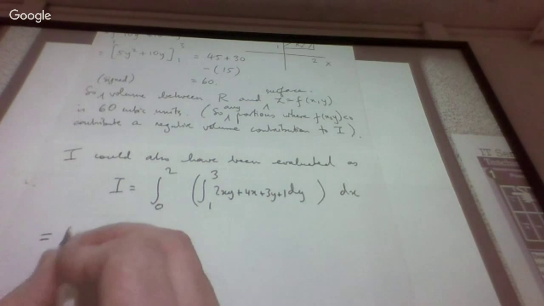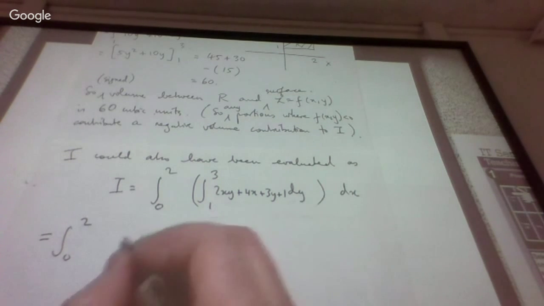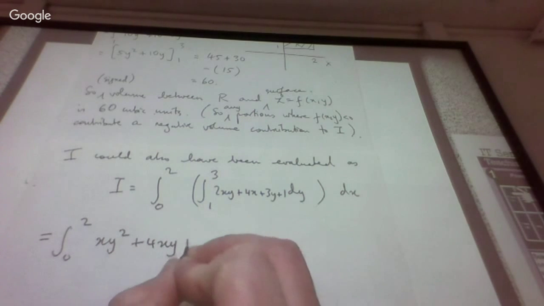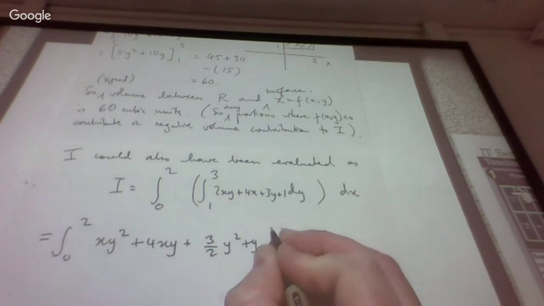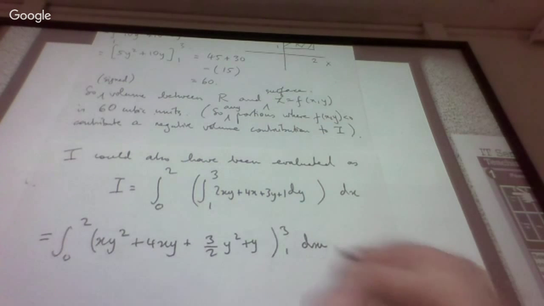So here you'd be left with the integral from 0 to 2. Now integrating this with respect to y, it becomes xy squared plus 4xy plus 3 over 2 y squared plus y. And that has to be evaluated at 1 and 3. And after doing that, you can integrate the result with respect to x.